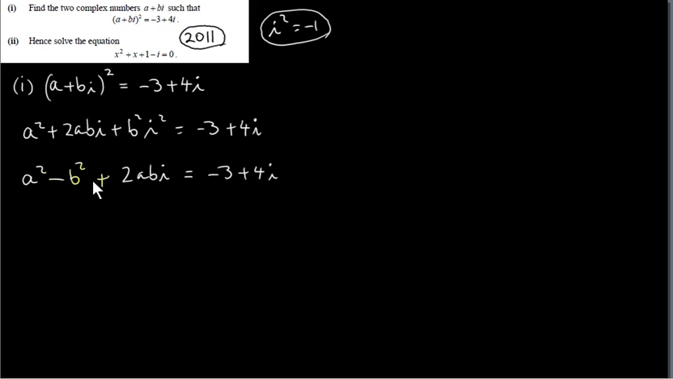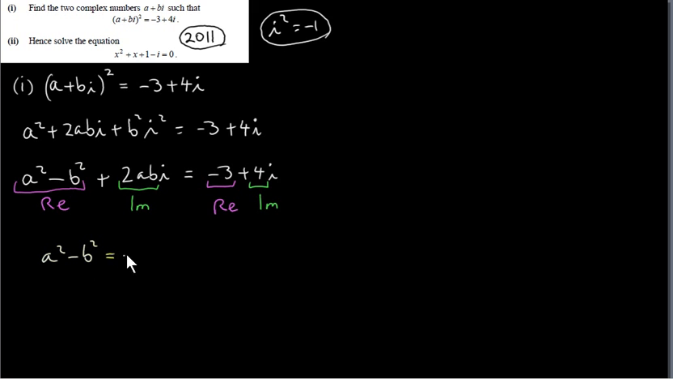Now, we have a single complex number on the left hand side. Its real part is a squared minus b squared. Its real part is made up of these two terms. So this part does not involve i, and it must equal the real part on the right hand side. That's the only way that two complex numbers can equal each other. Also, the imaginary parts must equal each other. So we must have that the coefficient of i, which is 2ab on the left hand side, equals the coefficient of i on the right hand side, which is plus 4.